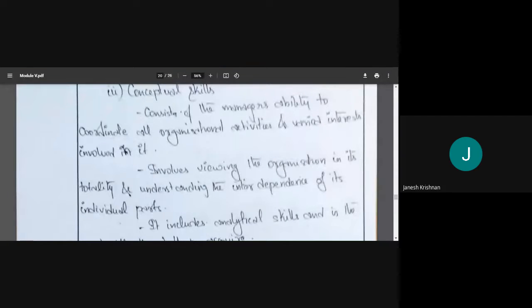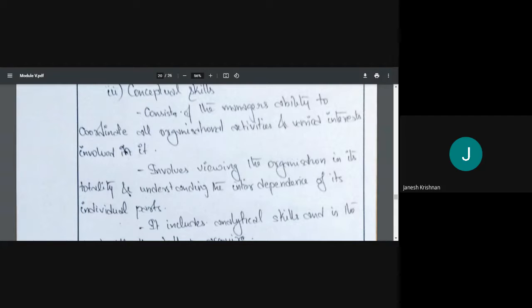There may be people with hidden agendas. Certain people will be interested in some things. So being a manager, you should be able to identify those things also. It involves viewing the organization in its totality and understanding the interdependence of its individual parts. Conceptual skill means he should be able to view the organization as a whole, one unit. You cannot view it as parts.